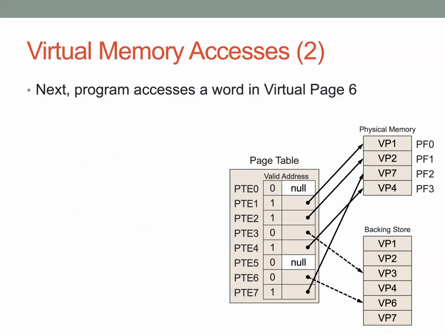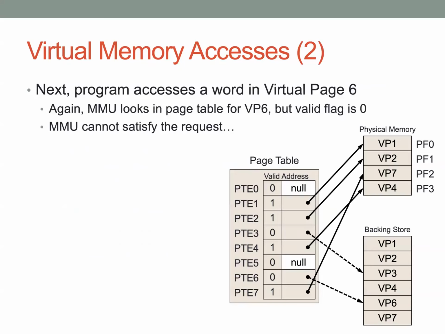Now let's access a word in virtual page 6. And you'll notice here the MMU will do its automatic thing and it goes down to PTE6 and says, this valid bit is 0. Now, that's as far as the MMU goes. It says, is the valid bit 0 or 1? If it's 0, it just says, I'm out. It doesn't care. It doesn't handle the swapping in or out. It just says, kernel, this is your problem to solve.